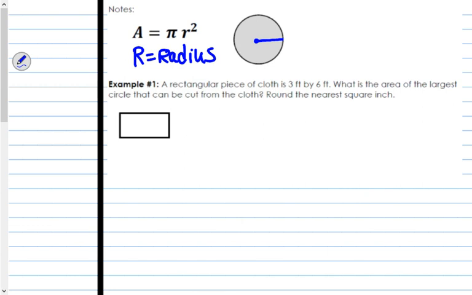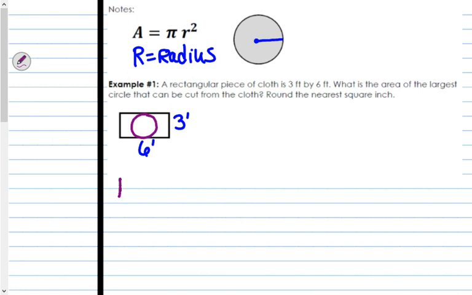Example number 1. A rectangular piece of cloth is 3 feet by 6 feet. What is the area of the largest circle that can be cut from the cloth and round to the nearest square inch? So inside of that rectangle, I want you to draw a circle. You draw a circle, the biggest circle you can. Try to make it be a circle, not an oval.